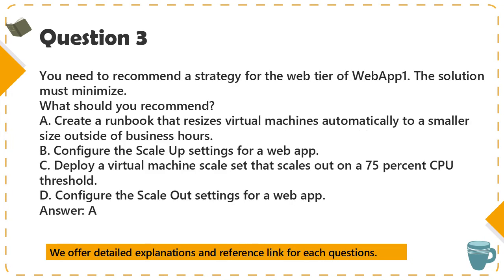Question 3. You need to recommend a strategy for the web tier of Web App 1. The solution must minimize. What should you recommend? A. Create a runbook that resizes virtual machines automatically to a smaller size outside of business hours. B. Configure the scale-up settings for a web app. C. Deploy a virtual machine scale set that scales out on a 75% CPU threshold. D. Configure the scale-out settings for a web app. Answer. A.